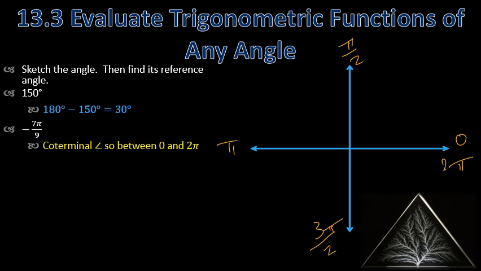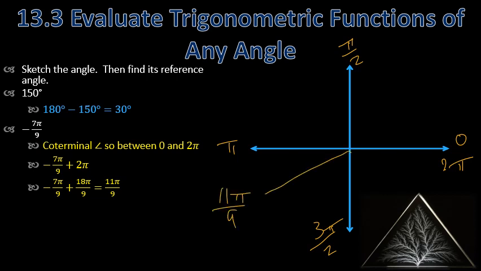So I need to add 360 degrees. Oh, but I'm in radians, so I'm going to add 2 pi. So negative 7 pi over 9 plus 2 pi. I need a common denominator. So negative 7 pi over 9 plus 18 pi over 9. Multiply the top and bottom by 9. Gives me 11 pi over 9. So that's 1 and 2/9 pi. That's a little bit more than 1 pi, but less than 1.5 pi. So it is approximately there.